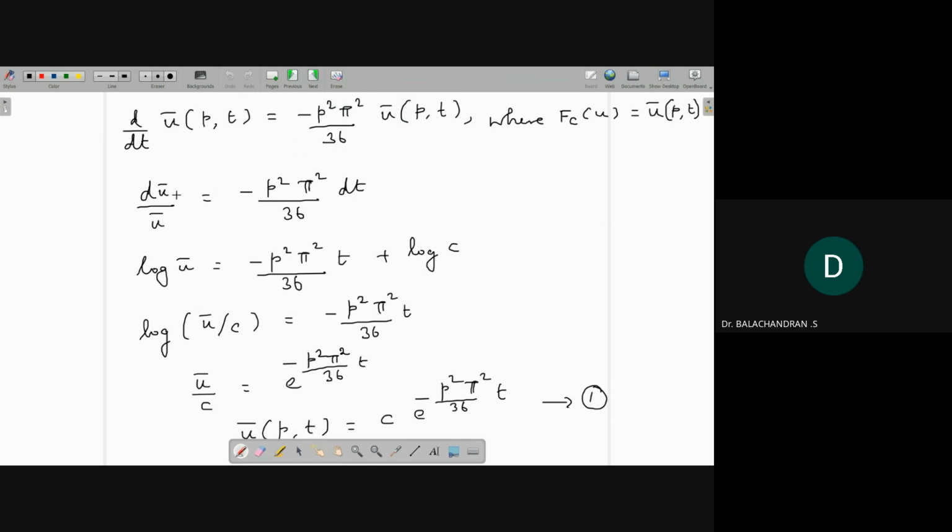ū is a function of p comma t. Okay, so I don't want to write it in each step. So dū by ū is equal to minus p²π²/36 into, cross multiply, dt. Now here integrate. If you integrate, dū by ū is log ū, which is equal to minus p²π²/36 into t, plus log c.